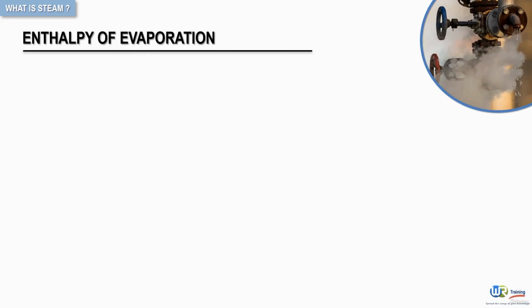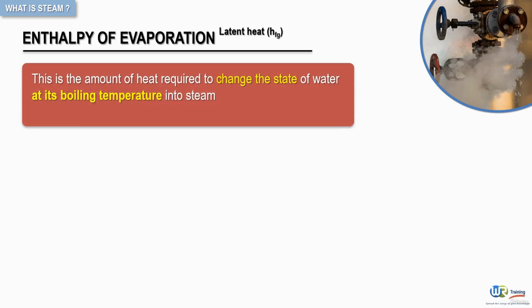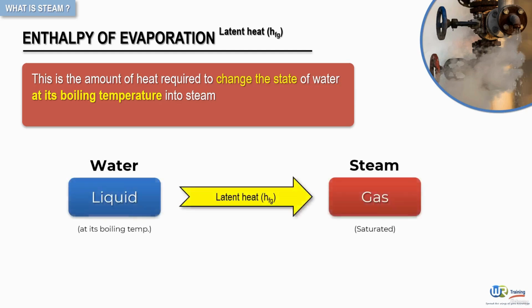The enthalpy of evaporation is also known as the latent heat and is referred to as h_fg. This is the amount of heat required to change the state of water at its boiling temperature into steam. It involves no change in the temperature of the steam-water mixture. All the energy is used to change the state from liquid, so water, to vapor, saturated steam, as seen here.